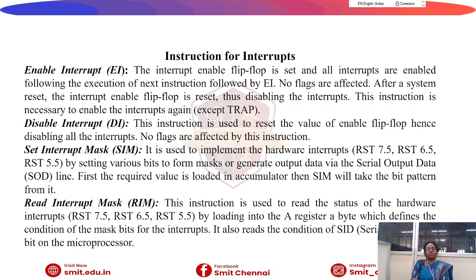Set interrupt mask. It is used to implement the hardware interrupts by setting various bits to mask or generate the interrupts, and to set the serial output data line. Read interrupt mask. This instruction is used to read the status of hardware interrupts by loading into the A register a byte which defines the condition of the mask bits. It is also used to read the serial input data bit on the microprocessor.